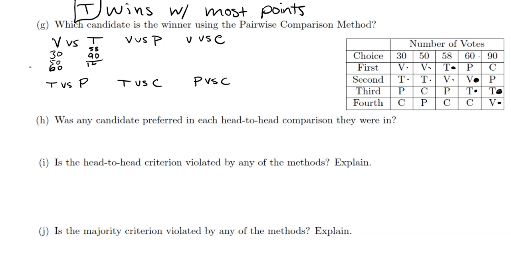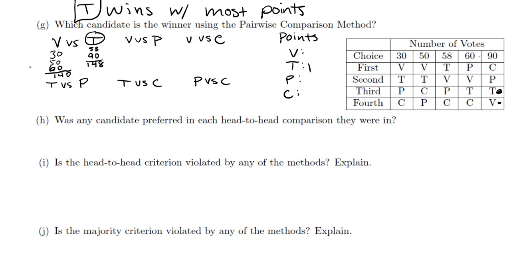So T has 148 versus V has, let's see, 140. So T wins that head-to-head comparison. So over here, when we keep track of our points, we've got V, T, P, and C. T won 1 point.